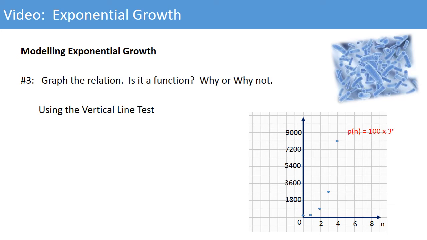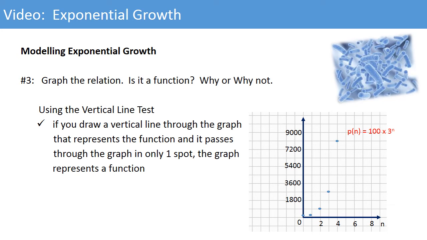Now, is it a function? Let's use the vertical line test. If we draw a straight vertical line and it passes through the graph only once, then the graph represents a function. Since we've done the vertical line test, it passes through one point, we call this a function.